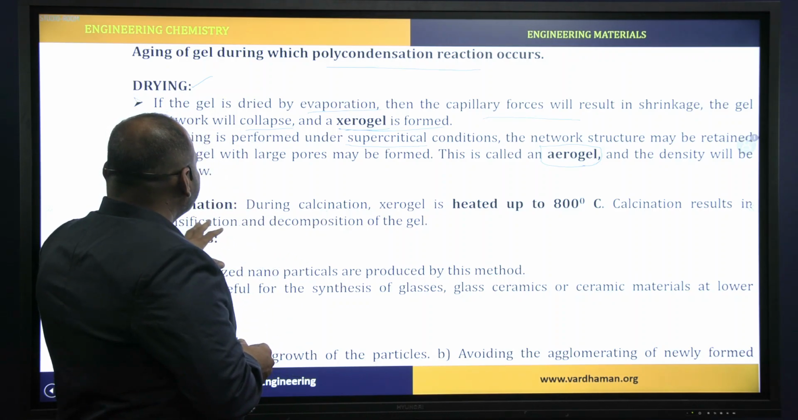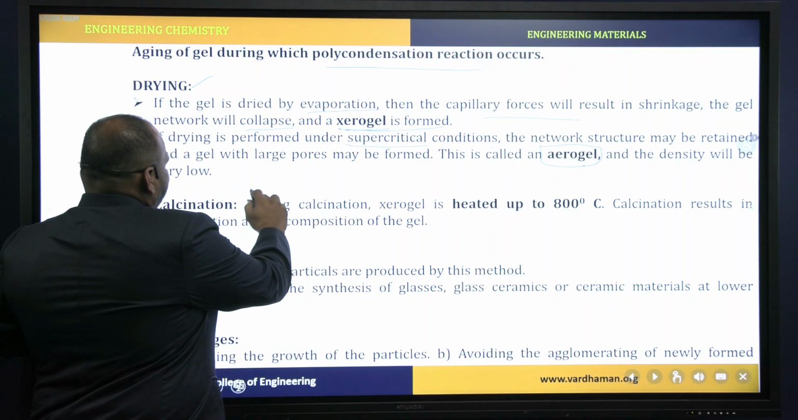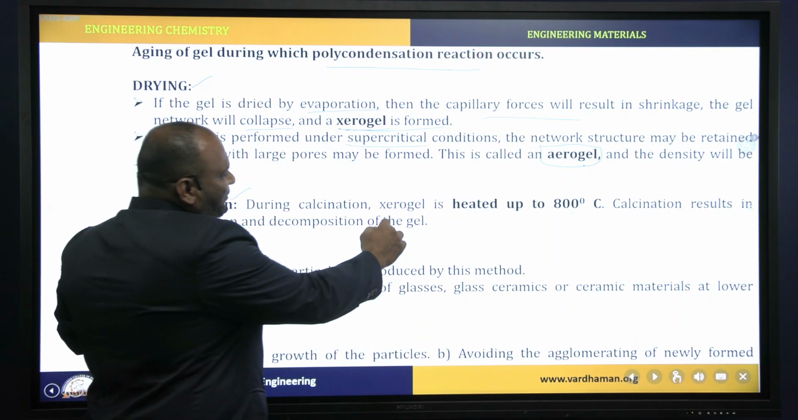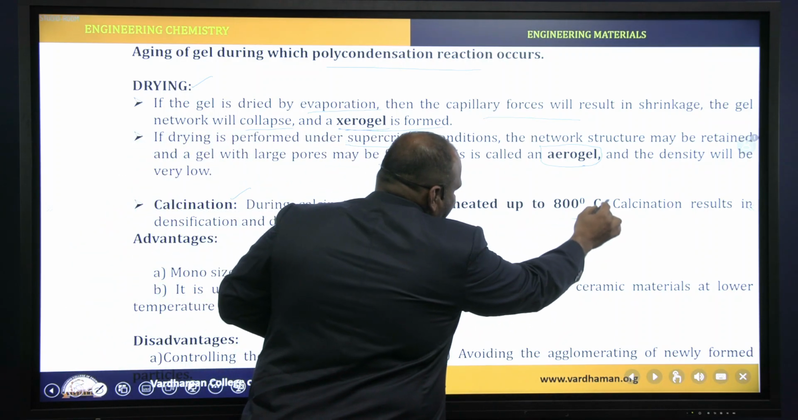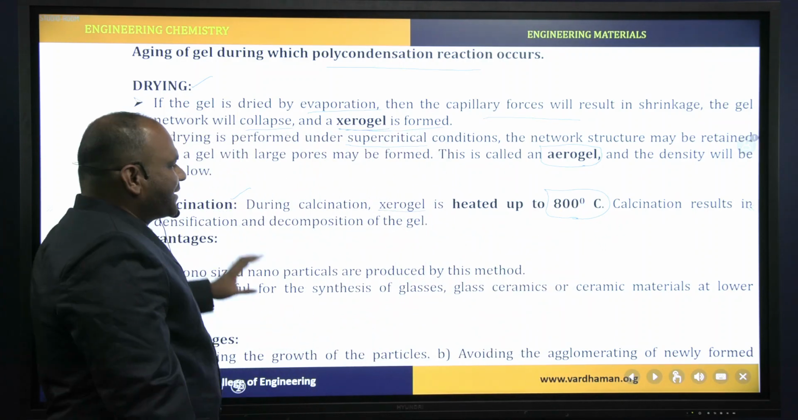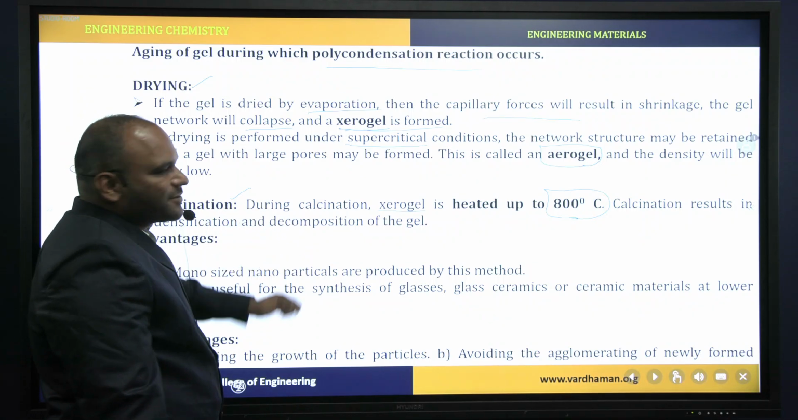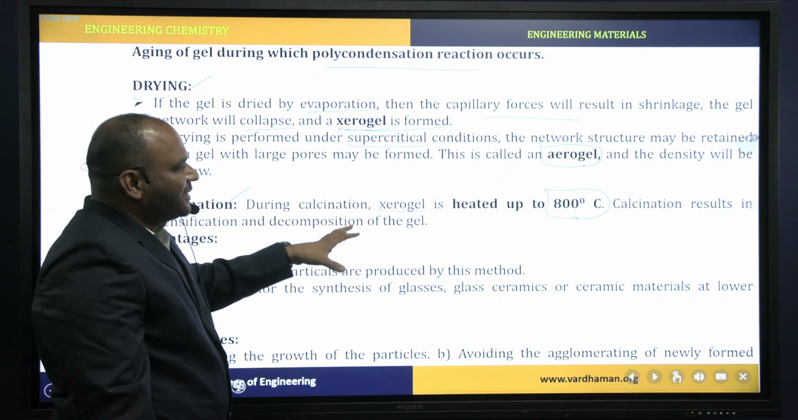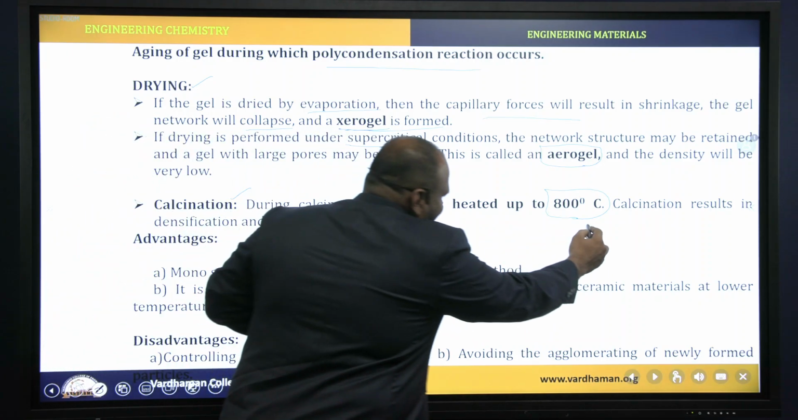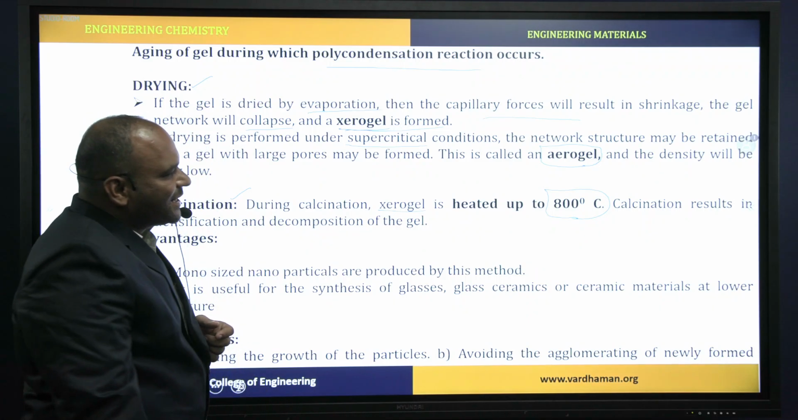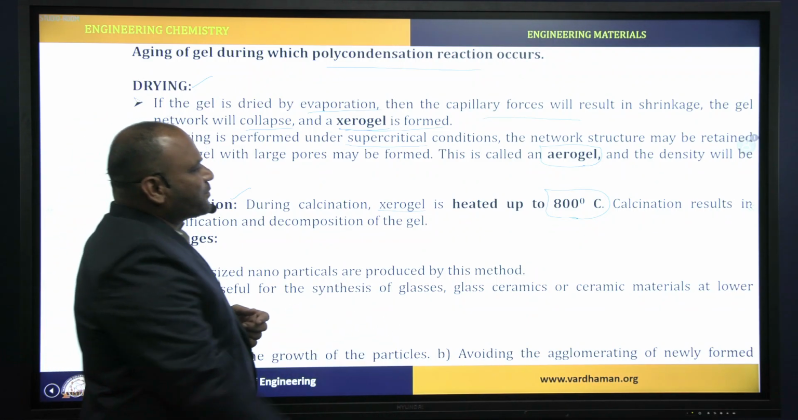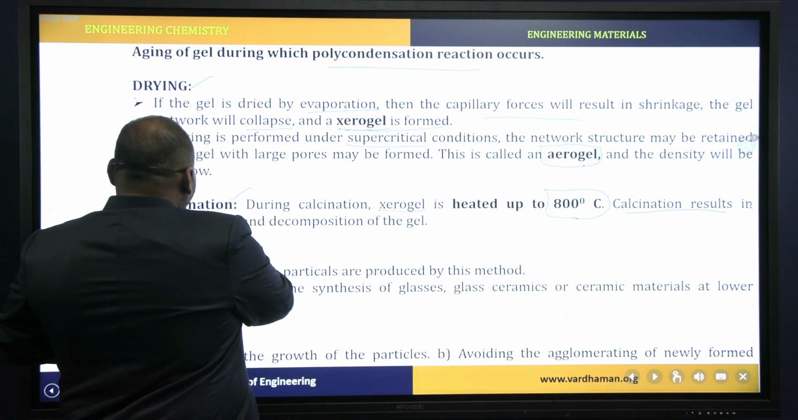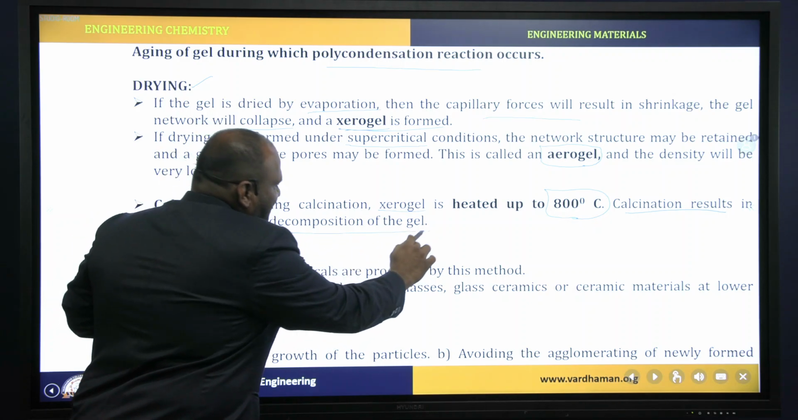Finally, the final step in sol gel synthesis is calcination. Calcination is a heating process in which whatever xerogel or aerogel is formed in this method is heated to 800 degrees centigrade to get our desired product, right? This calcination process results in densification and decomposition of the gel.